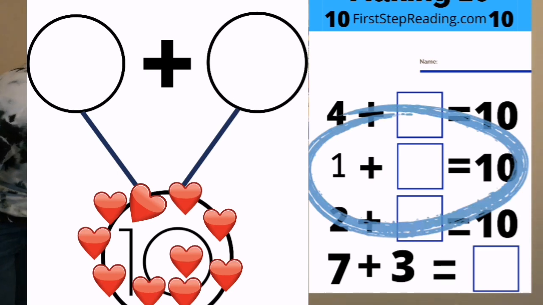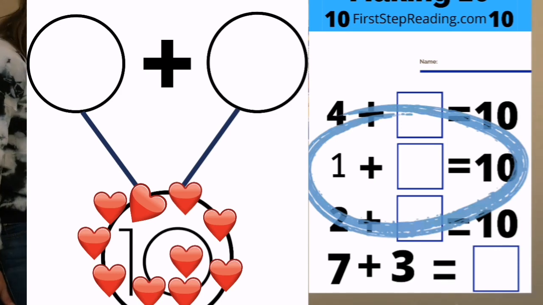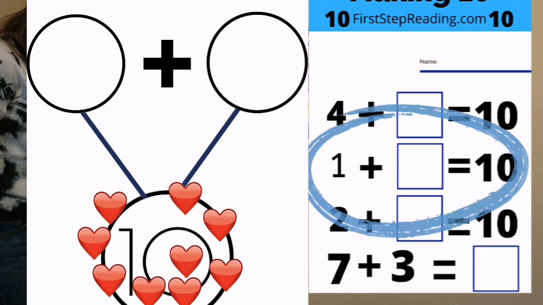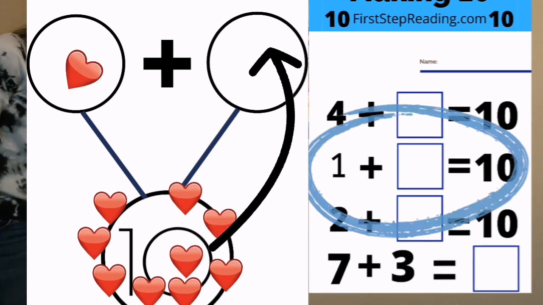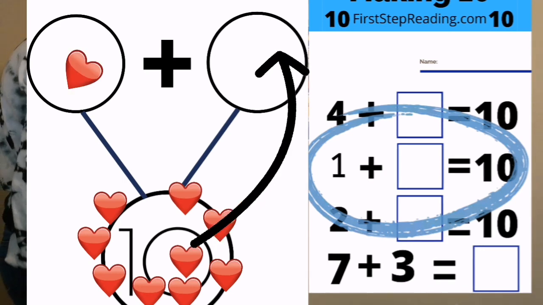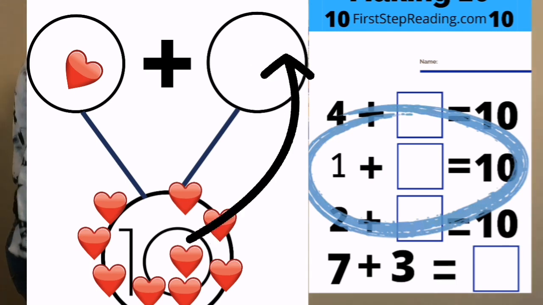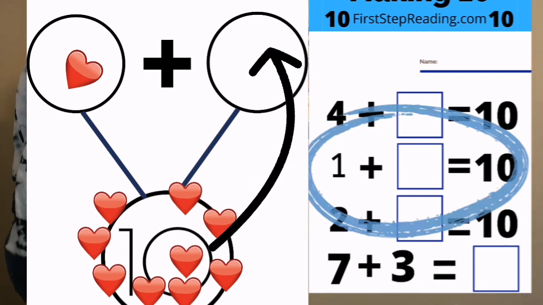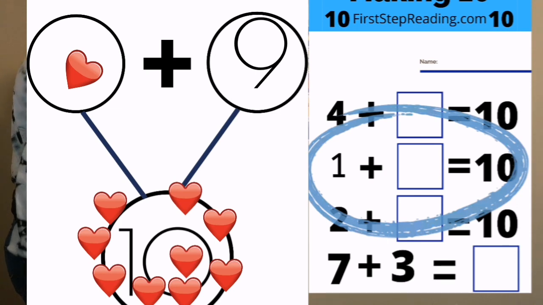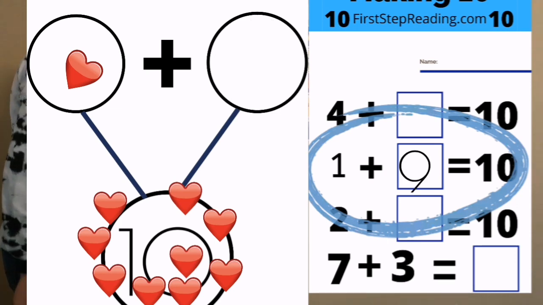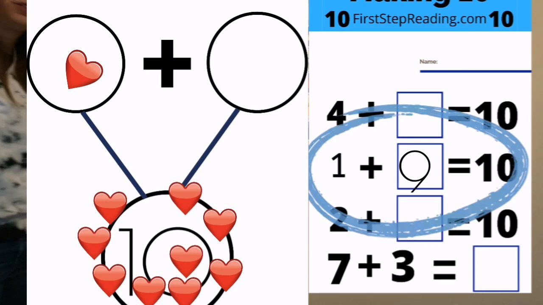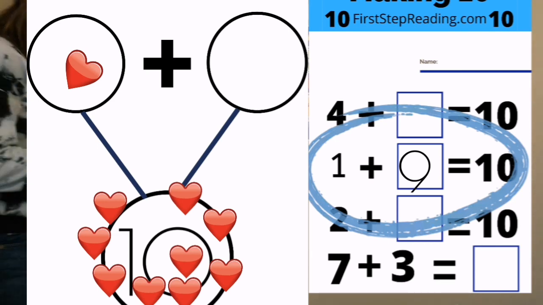So I have 10 counters, 1, 2, 3, 4, 5, 6, 7, 8, 9, 10. I'm putting 1 counter in my box, right? 1. And how many left are here to go in that box? 1, 2, 3, 4, 5, 6, 7, 8, 9. 9 left to go in this box. So the answer is 9. So that's how you do it with your mat and counters.